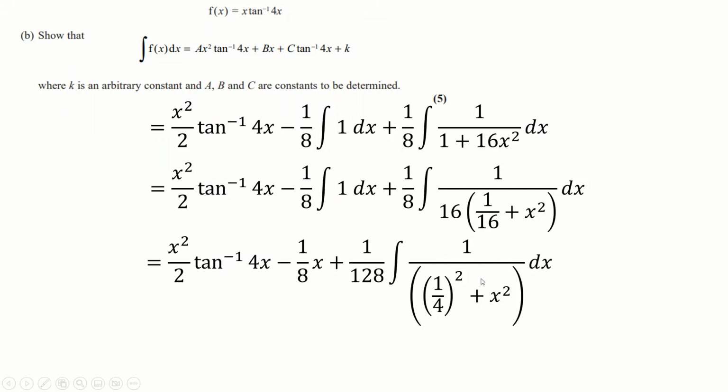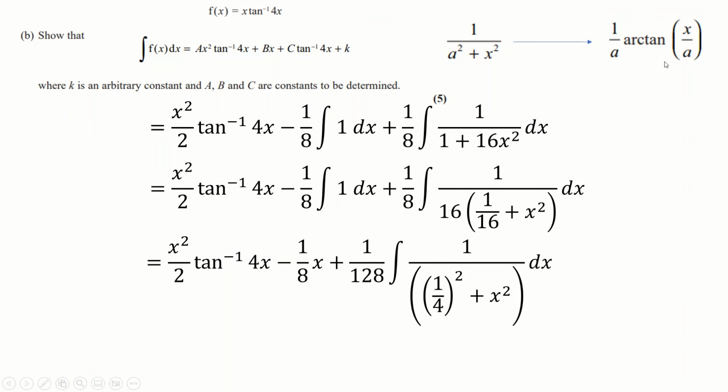And the reason I've written it like this is because now I can finally use this thing, which I was eyeing up the whole time. But now I've perfectly got 1 over something squared plus x squared, which I know integrates to this, which is something of the form that I have here, which is good.